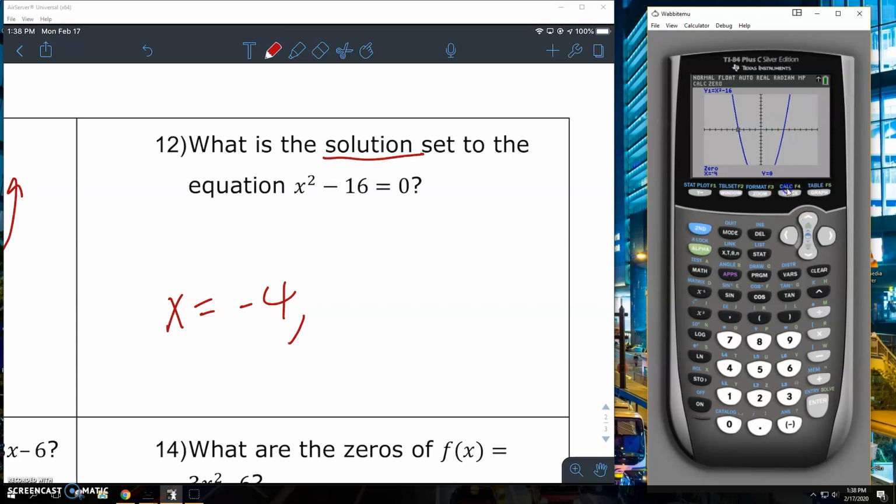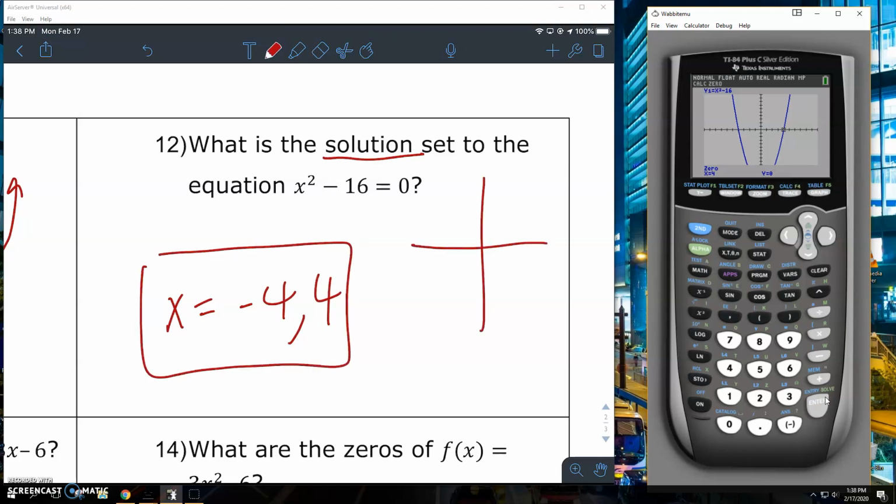So second trace 0, I'm moving over to where I think it is. Once I get there, left 3 and right 6. And I get that 0 to be at 4. If you sketch a picture of your graph, that's what it looks like.